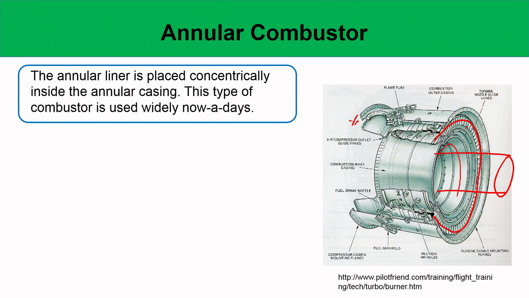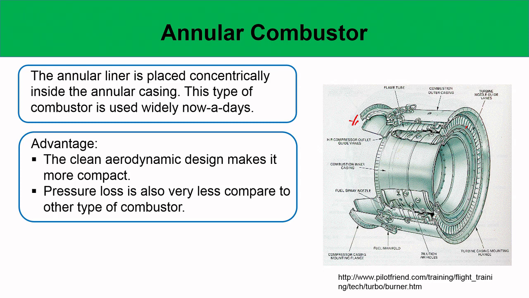Okay, so in between these, the combustor occupies this space, and it's a full annulus design, where individual injectors are not physically separated. There is absolutely nothing that separates them, it's just an annular liner placed concentrically inside the annular casing. So this is the popular combustor that is present in most ultra modern engines, and the advantage is that the clean aerodynamic design makes it more compact.